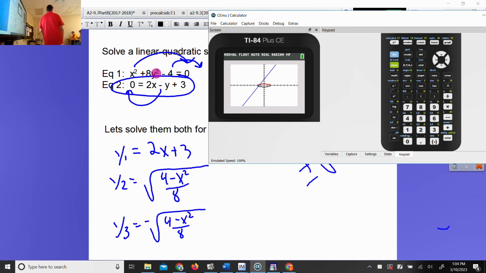What do you want to go after? Blue and red or blue and black? You want to do blue and black? And don't press enter, enter, enter. Press enter one time. Hit second, trace, 5 for intersect. And we're going after blue and black. So you take your cursor and you get it close to blue and black, and you only press enter one time.